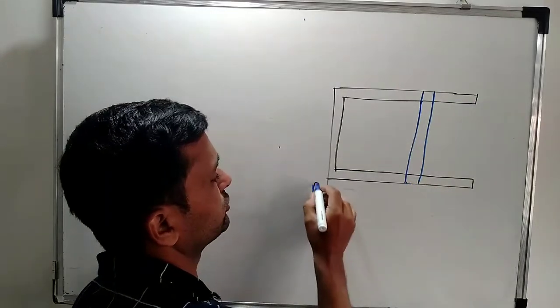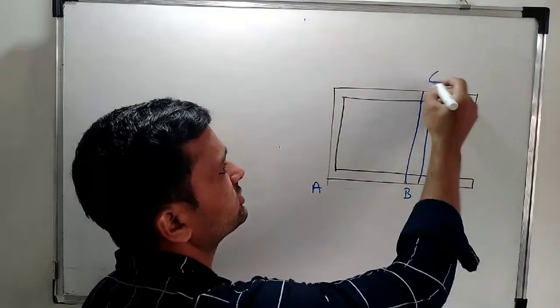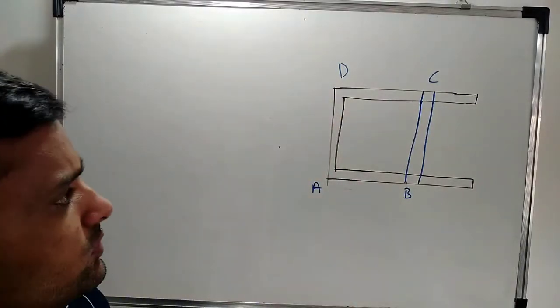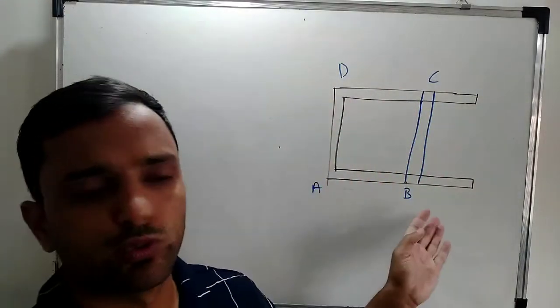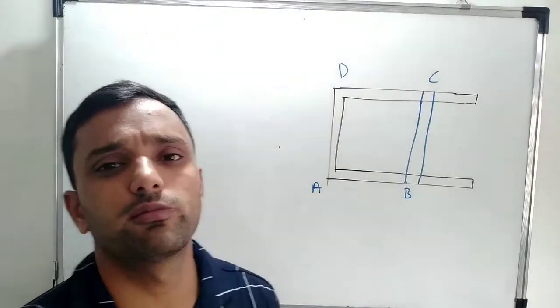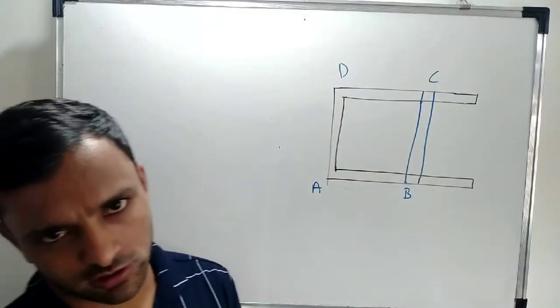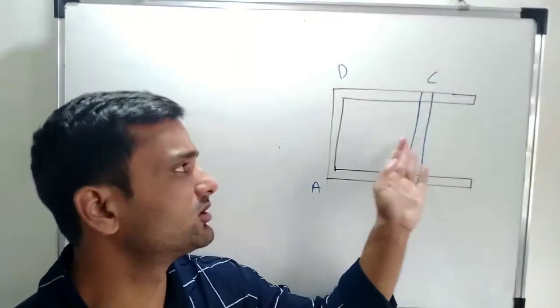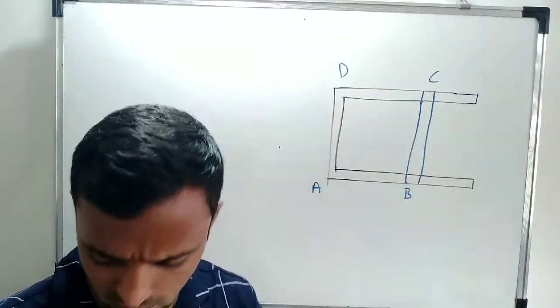What is the name of the loop? A, B, C and D. This is the name of the loop. So this is a rectangular loop where only the BC can be moved without friction. It can move forward and backward. Otherwise the other three sides are fixed.